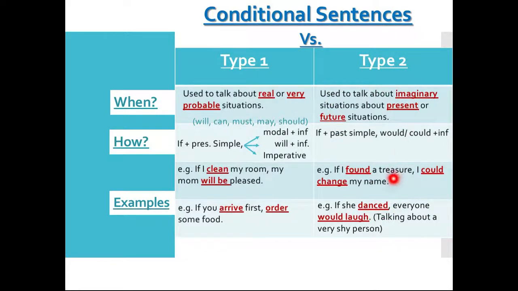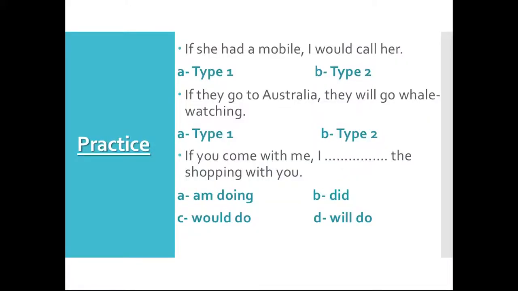All right? So in the result clause, you're going to use would or could plus the infinitive. Or in the exam, if they gave you the result clause and you saw that we have the modal verb could or would, you're immediately going to know that we're talking about type 2, and with the if clause, you're going to use the past. All right? Is it clear? I'll give you a few exercises. Let's go on and practice.